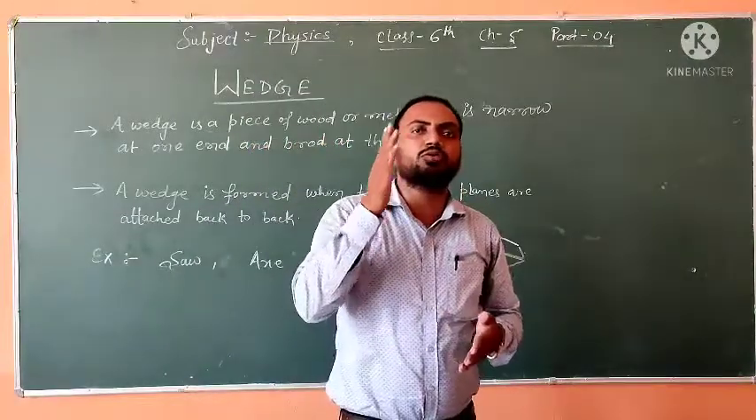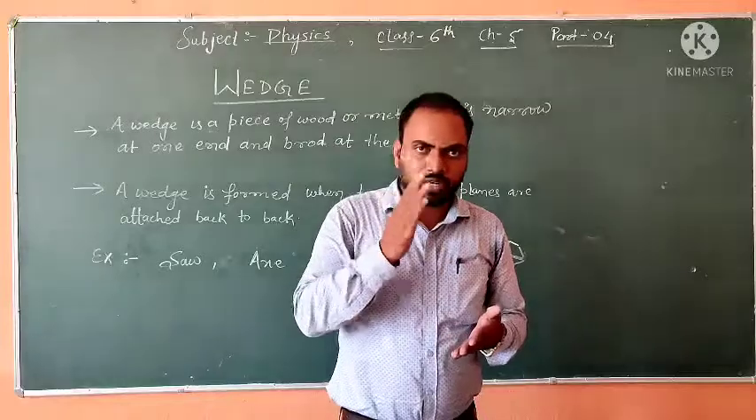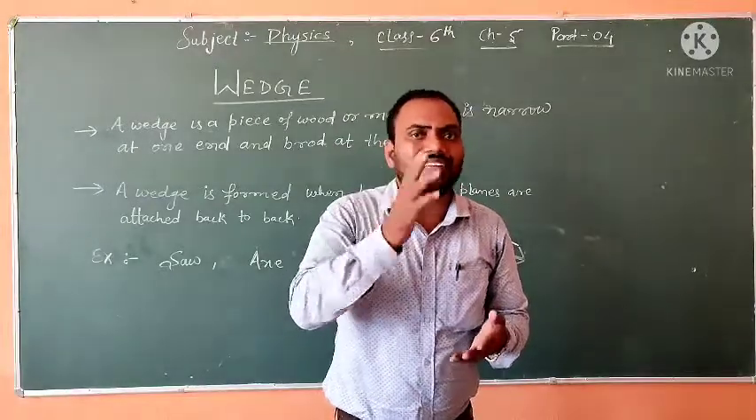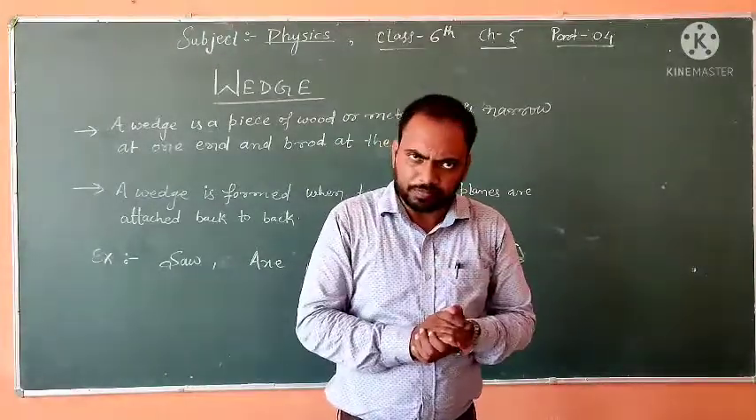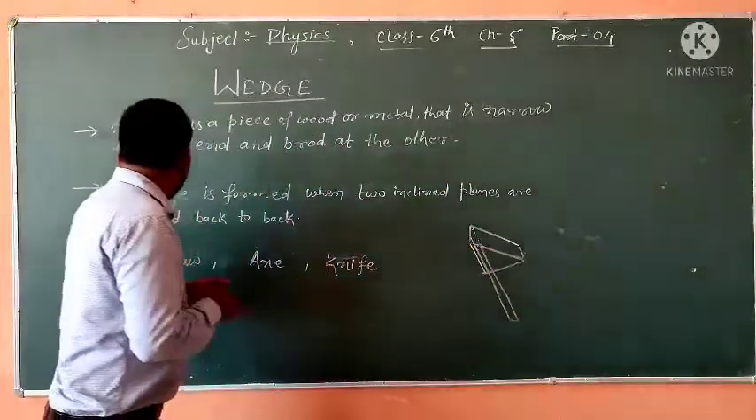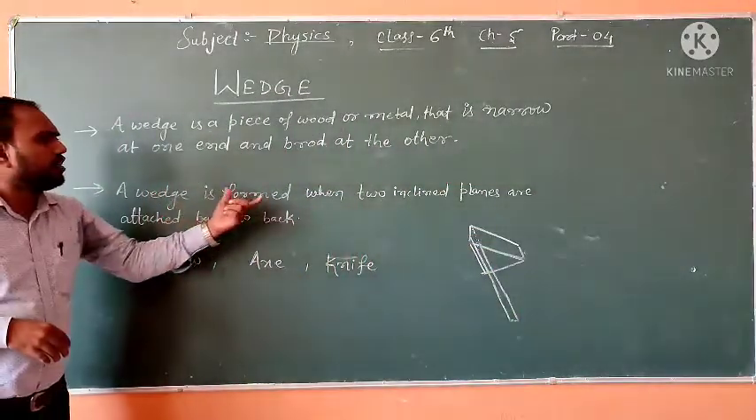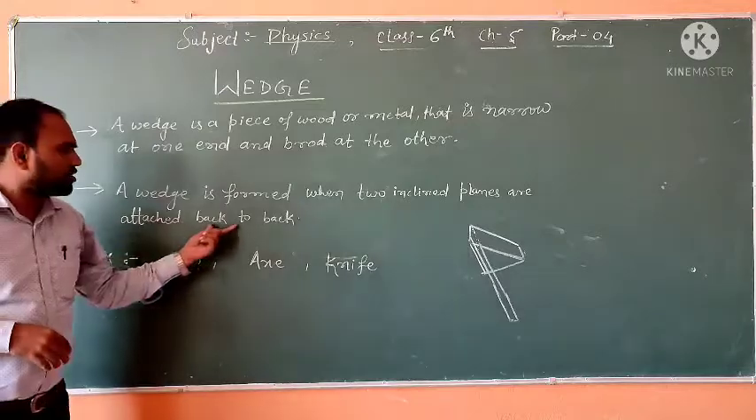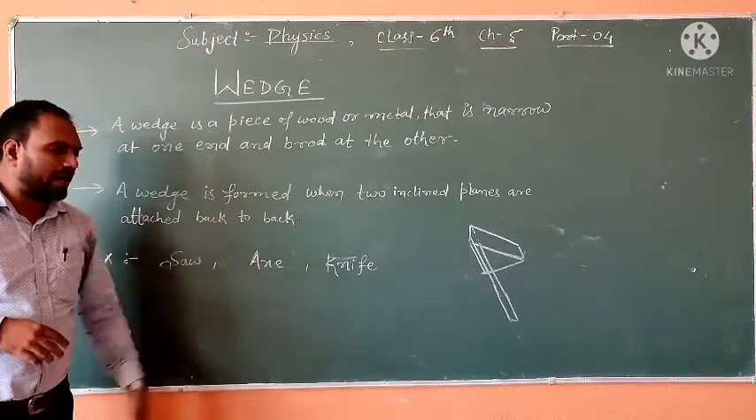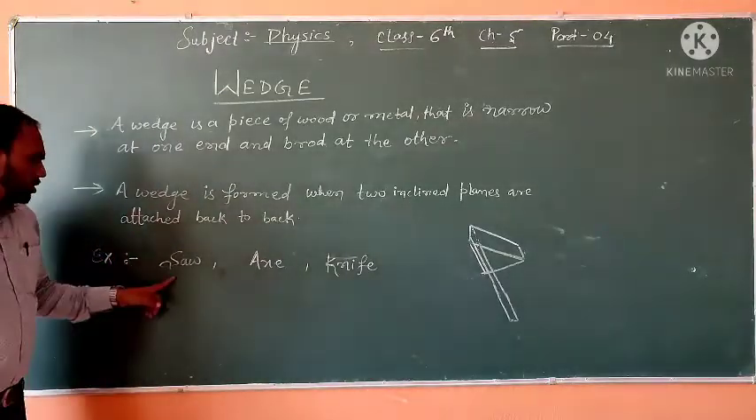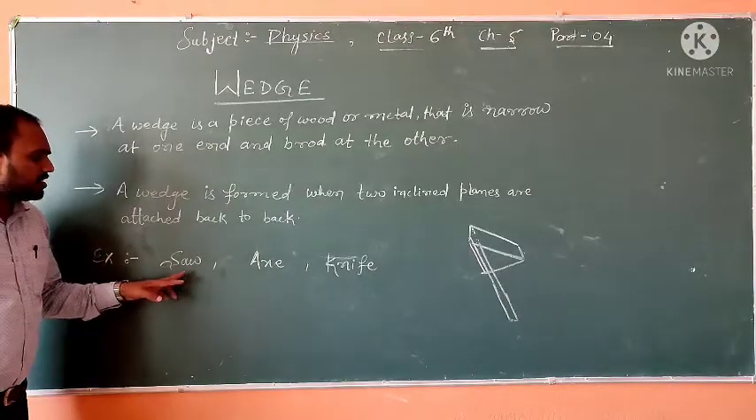Basically, it is used to cut something with very little effort, easily. Dear, a wedge is formed when two inclined planes attach back to back. I have shown you some examples of a wedge: a saw.